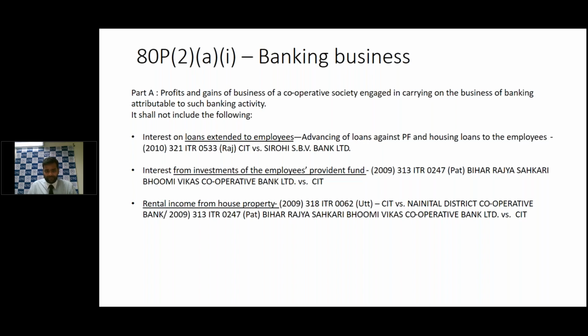And the Uttarakhand High Court and Patna High Court judgments state that rental income from house property, which is taxable under the head income from house property, cannot be taken as something which is attributable to banking business, and therefore deductions cannot be given under Section 80P(2). Therefore, everything will depend upon the facts of the particular case. A cooperative society which is otherwise engaged in banking business may derive certain incidental ancillary income. If it is attributable to the business of banking and not taxable under other heads of income, then one can claim deduction under Section 80P(2)(a)(i).